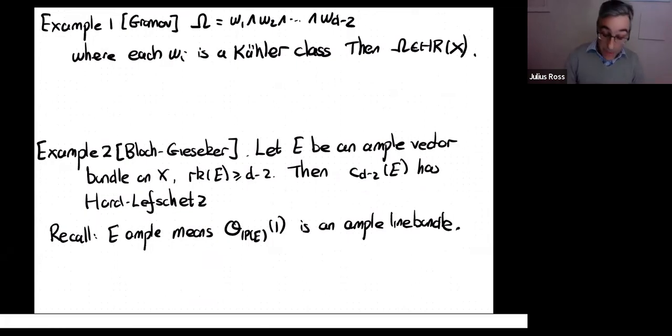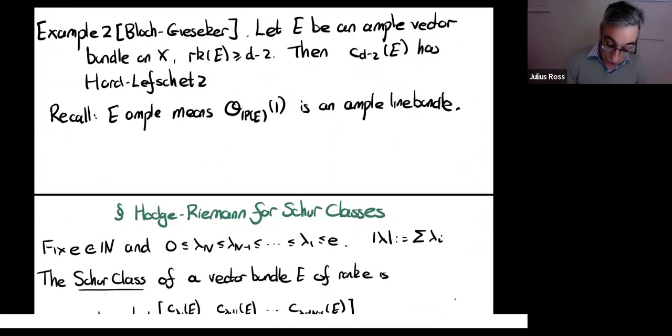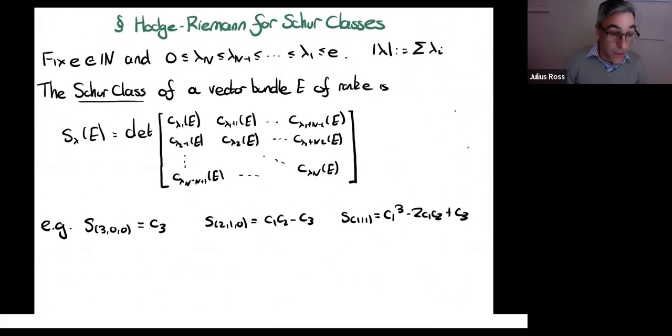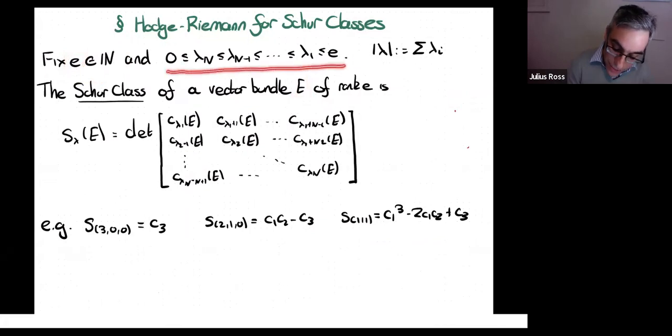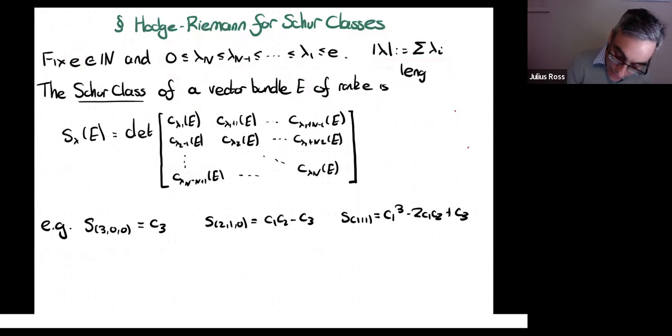And with that in mind, I can just state maybe the first version of our theorem, which, as from the title, is going to be that Schur classes have this Hodge-Riemann property. So let me define what those are before I state the theorem. Again, I need some notation. Suppose I have an integer e, which is going to be the rank of my vector bundle E. And I have a partition, so that's a decreasing sequence of integers, and they sum to something. This is called the length of lambda.